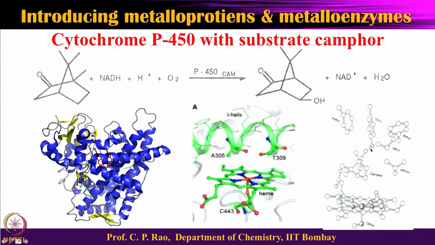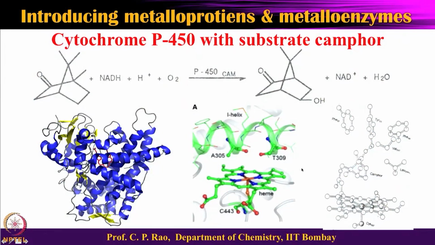Because it is held like this, only this portion is accessible, therefore only that portion is exactly on top of the iron, and therefore oxidation or hydroxylation takes place here, not there, not any other place. So, how is the camphor getting the stereo and regio selectivity?